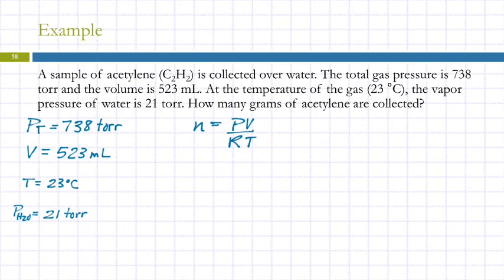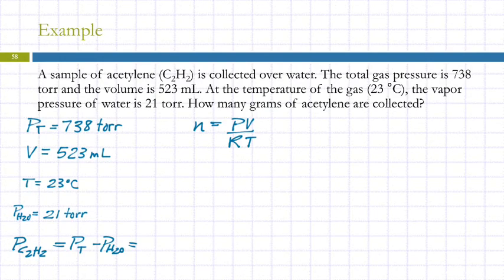So we need the pressure. They gave us two pressures. Pressure of water vapor and total pressure. So we have a mixture of gases here. There's acetylene and there's water. Which one are we interested in? The acetylene. We don't want the total number of moles. We want the moles of acetylene. We need the partial pressure of acetylene. So we're going to do that by subtracting. I guess I'll call it C2H2. The partial pressure of acetylene is going to equal the total pressure minus the pressure of the water.